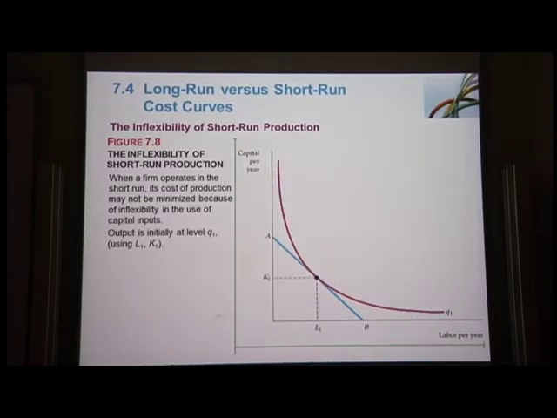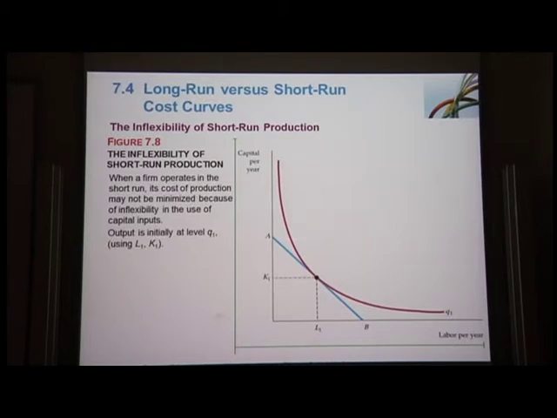Now you will see the tools that economists are using: the isocost curve, which is the blue straight line, and then the isoquant, Q1, which indicates a certain level of output that can be produced if you are on that isoquant. Now, if the firm produces in the short run, then its cost of production may not be minimized. Why? Because remember, in the short run, capital is fixed. But in the long run, both inputs are variable.